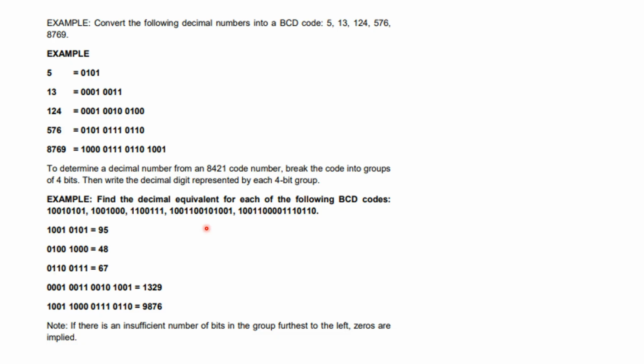How about BCD code to decimal? You just have to do it by groups of 4 again. What's the value of 1001? First, it's 9. What's the value of 0101? It's 5. What's the value of 0100? It's 4. 1000 is 8. So that is just how you do the BCD code.